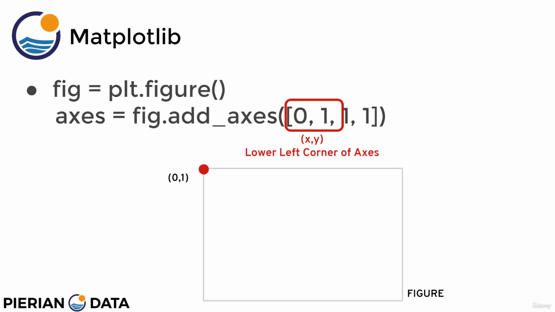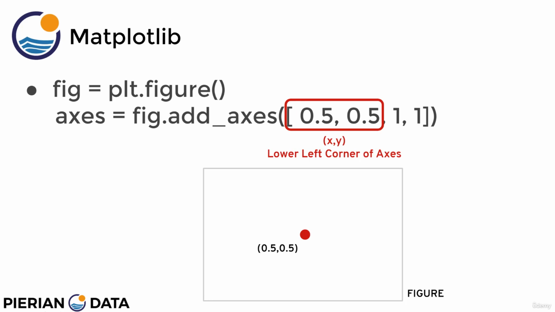Which means if you were to provide something like 0, 1, that means the lower left corner of your set of axes would then be at the top left corner of the figure. So for example, if you wanted for some reason your axes to start right in the middle of the figure, you could say 0.5 by 0.5 as your X, Y.